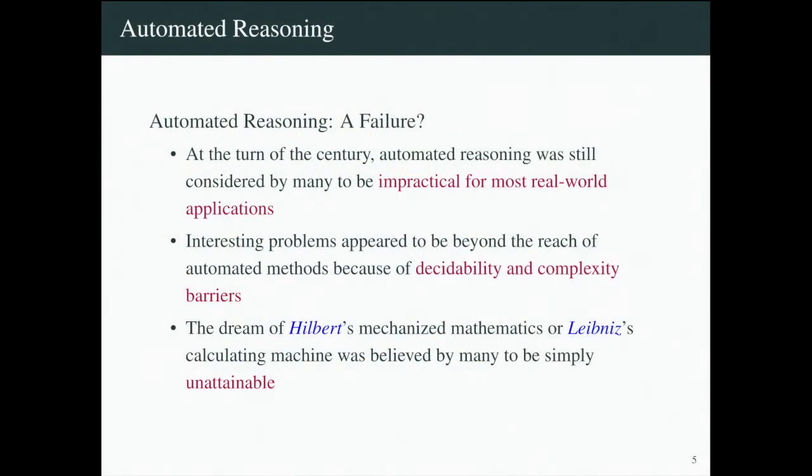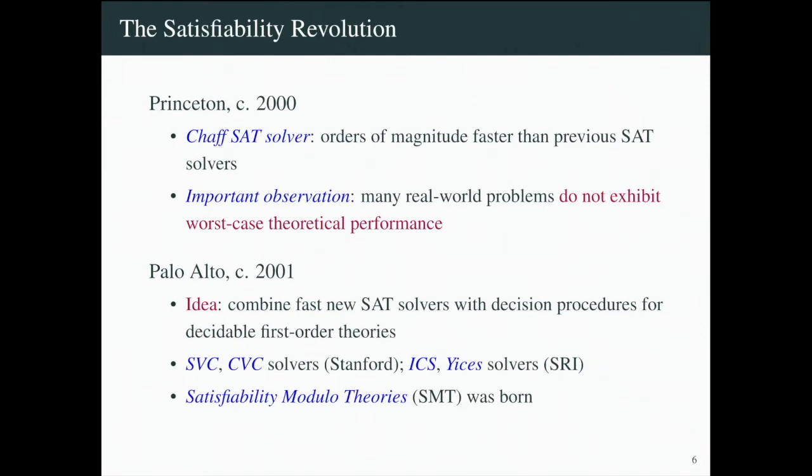And I would say that, at the turn of the century, we were in this place where many people felt that this idea of automated reasoning was kind of a failure. It was still a cool theoretical problem, but not really practical for most real-world applications. And there seemed to be these decidability and complexity barriers to making it really practical. Well, then something interesting happened, which we like to call the Satisfiability Revolution.